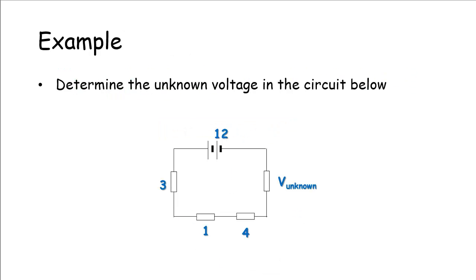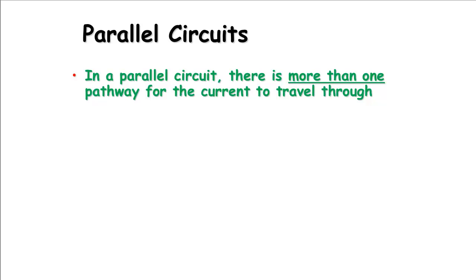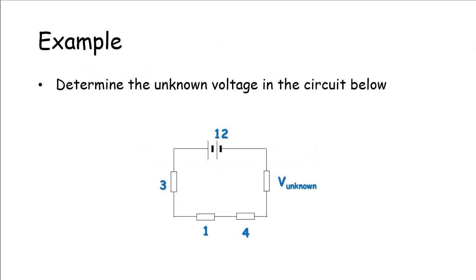So if we just have a quick look at an example. If we have a quick look at my example here, to determine the unknown voltage, we've got a power supply of 12. 3 volts used there, 1 volt used there, 4 volts are used there. That's a total of 8 volts so far. That means that there will be 4 volts consumed at this resistor.